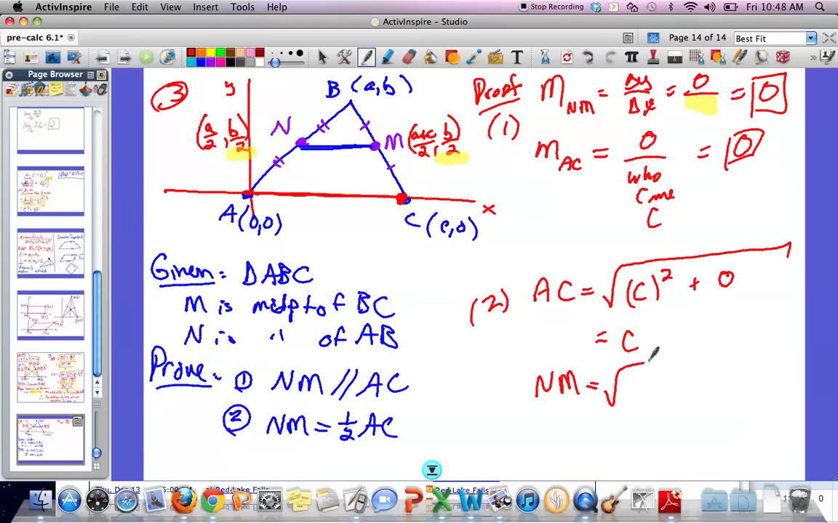This one doesn't look so friendly. What's a plus c over 2 minus a over 2? c over 2 squared plus b over 2 minus b over 2 is 0 squared. So this is the square root of c over 2, which would be c over 2 squared. Square root of that would be c over 2. Tell me about those. Is it half? Awesome.